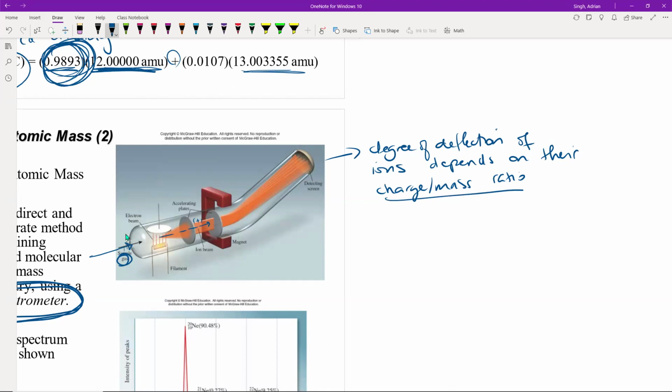So ions that have a small charge to mass ratio will be deflected more than those that are bigger, essentially those that have a larger mass. When these particles are deflected, they're detected over here, and as the ions hit this detector, they generate a current. And the size of that current tells us the relative amount, or the percentage, of that particular isotope that you have.